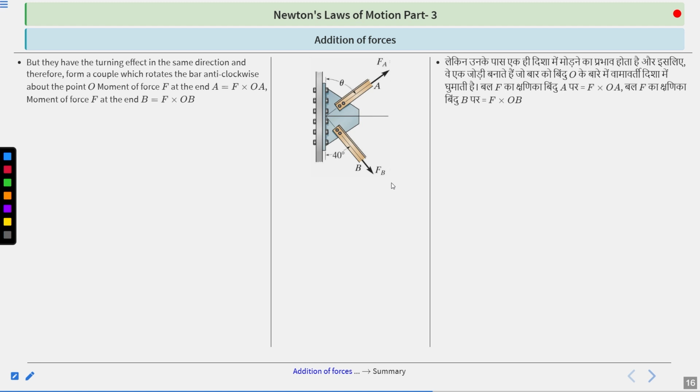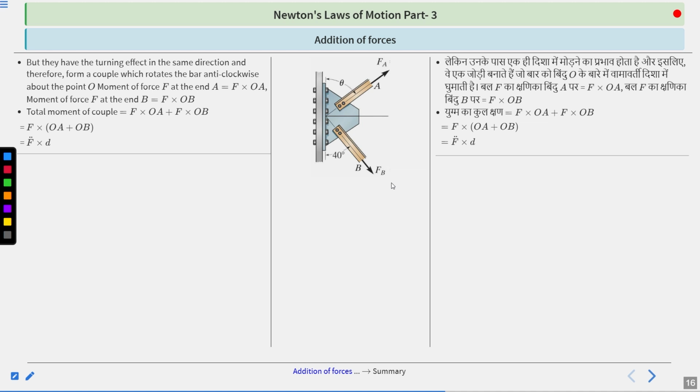Moment of force F at the end A is equal to F into OA. Moment of force F at B is equal to F into OB. Total moment of couple is equal to F into OA plus F into OB, which is equal to F into (OA plus OB), which is equal to F into AB.